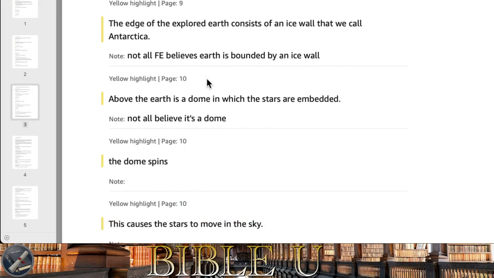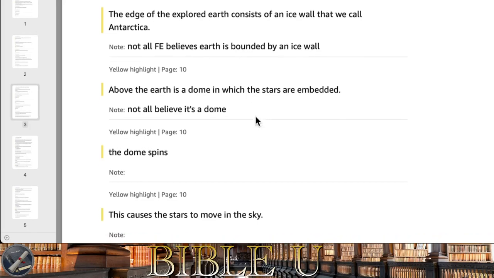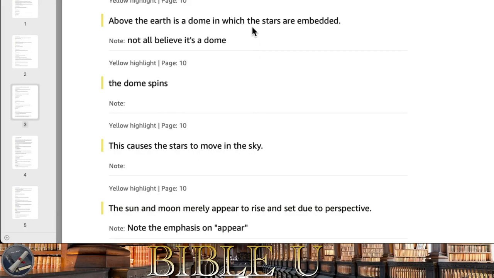Just to let you know, again, the dangers of listening to someone trying to argue both sides of a debate by themselves. And then he says, above the earth is a dome in which the stars are embedded. Again, not all believe this in the flat earth community, or whether stars are necessarily embedded in it. Now, Genesis 1 says that the sun, moon, and stars are in the firmament. You can take that two ways. In might be within, or contained by, such that the sun, moon, and stars are under the firmament, but it can also mean inside the firmament.